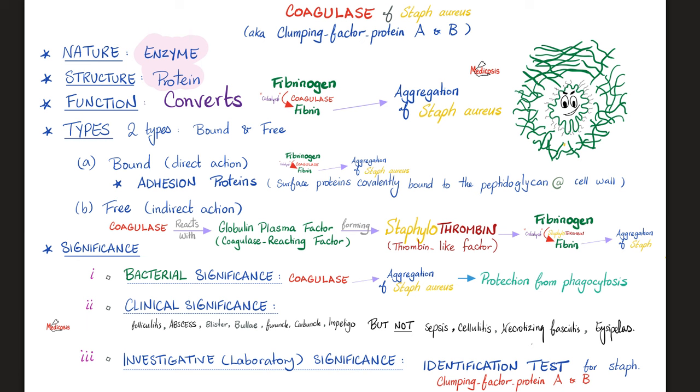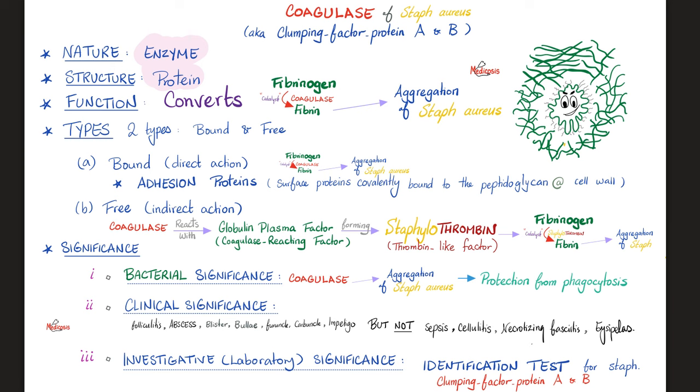The indirect action is by the free coagulase. This coagulase in the blood reacts with globulin plasma factor, which is a plasma protein in the plasma of the blood. 1 plus 2 equal 3, staphylothrombin. That's not your thrombin, that's the thrombin of the staph. Oh, I get it. It's a thrombin-like factor, just like your good old thrombin, which converted fibrinogen into fibrin. This will also convert fibrinogen into fibrin and will help the bacteria aggregate and hide from your immune system.